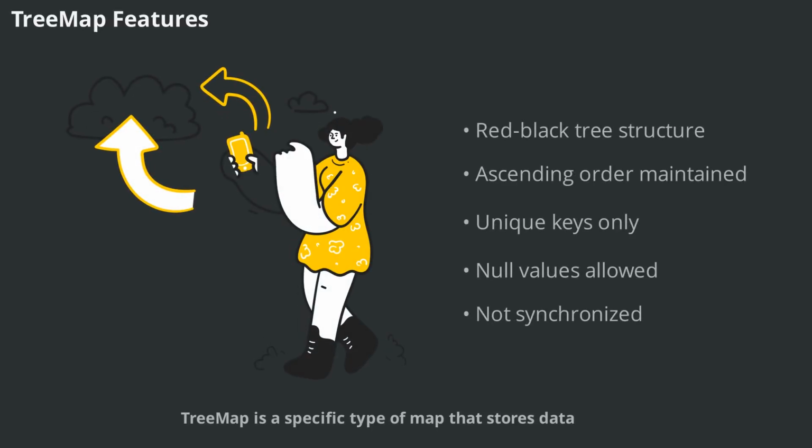TreeMap is a specific type of map that stores data as key-value pairs and is implemented using a red-black tree. It ensures that all elements are unique and maintains them in ascending order. TreeMap does not allow null keys but can have multiple null values. It is not synchronized, meaning it is not thread-safe by default. TreeMap is useful when you need sorted data and efficient access, as it automatically keeps entries ordered by their keys.